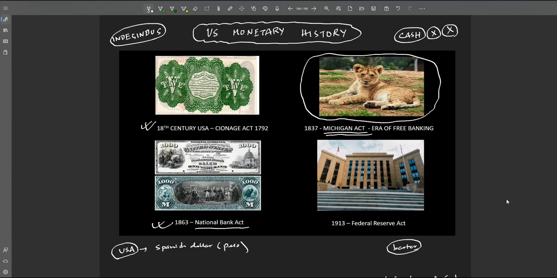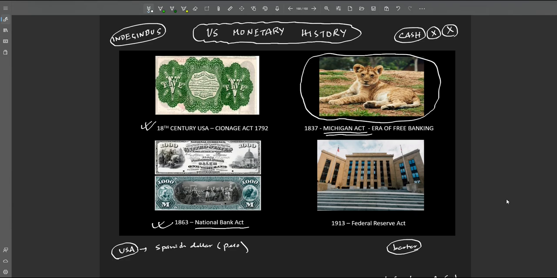Especially because during 1837 and the nearby years, there was an economic downturn happening and people wanted to free up the monetary system. So this Michigan Act was brought into place. But it did not work. The free banking system was filled with fraud, and the banking system itself was gaining a lot of distrust among the civilians.